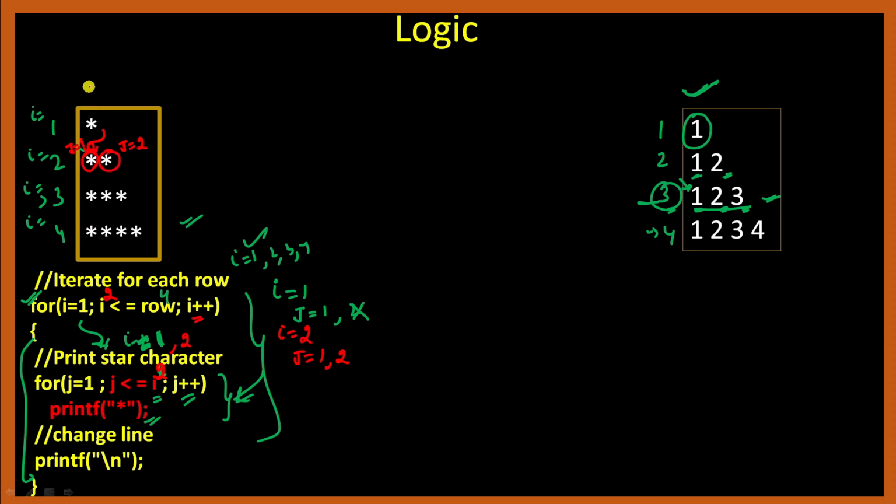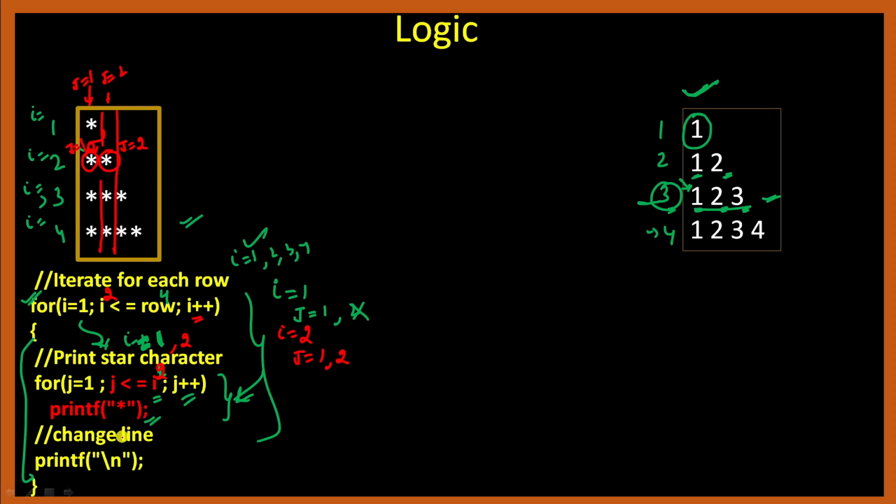We can see that this is column number 1, then next is column number 2, right? So for j equal to 1, this column is tracked, and for j equal to 2, this column is tracked. So for j equal to 2, this star was printed, right?